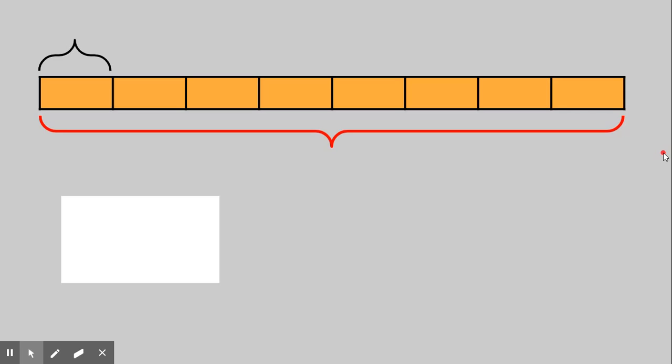This bar model looks a little different. It's broken up into chunks. However, all of the parts are the same color. That means they have the same value. One part has a value of 5. That means each part is going to have a value of 5. We don't know the whole value.